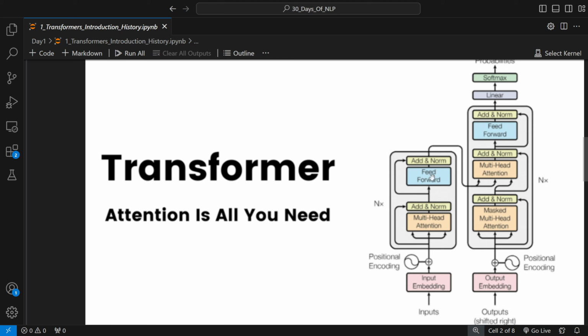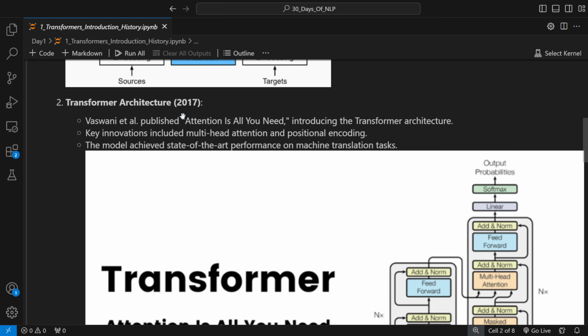So what is this transformer architecture? The transformer architecture was published in the Attention Is All You Need paper, which was published by Vaswani et al., who were working at Google then, in 2017. The key innovations were multi-head attention and positional encoding. The multi-head attention also includes masked multi-head attention.